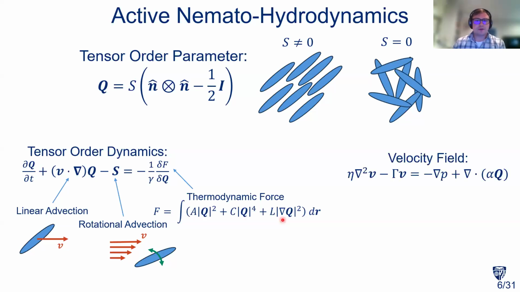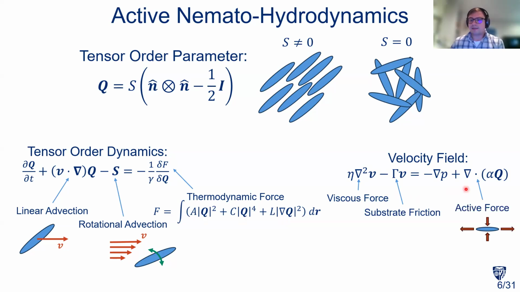Additionally, we have to keep track of this fluid velocity. And so to do that, it's governed by the Stokes equation, which includes a viscous force, a substrate friction, because in 2D, all of these systems have to lie on some substrate. And then importantly, that dipolar active force that I was talking about, which is proportional to the nematic tensor order parameter. And the constant of proportionality is alpha, which is the strength of this force. So if alpha is larger, the forces will be stronger. And then we also assume that the fluid is incompressible. So the divergence of v is 0.